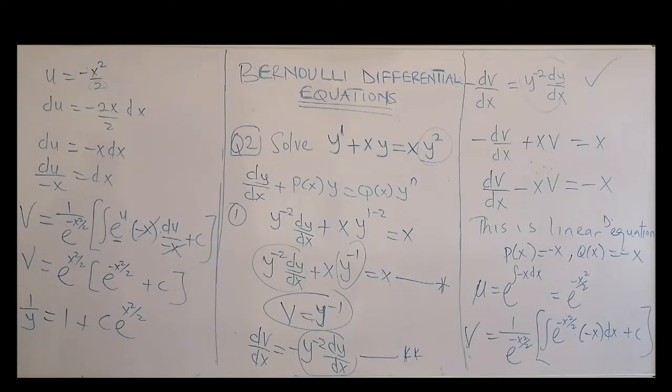Then the next thing to do is to reciprocate both sides. Take the inverse of both sides. Then you have y equal to 1 over 1 plus c e to the x squared over 2. So that's that on this question.